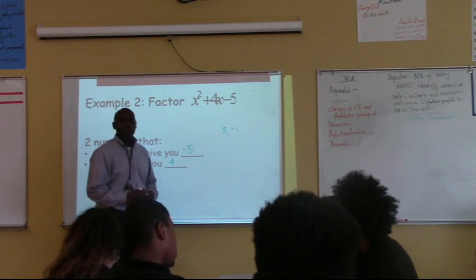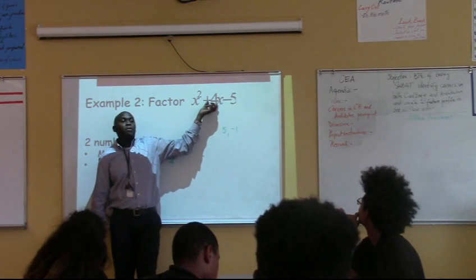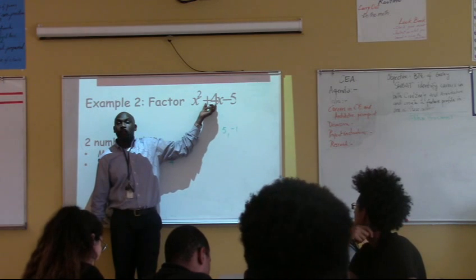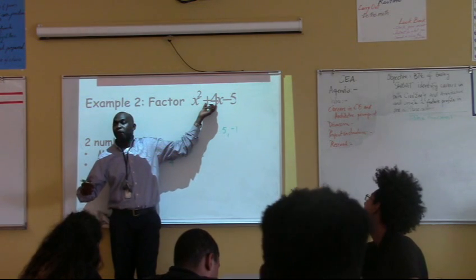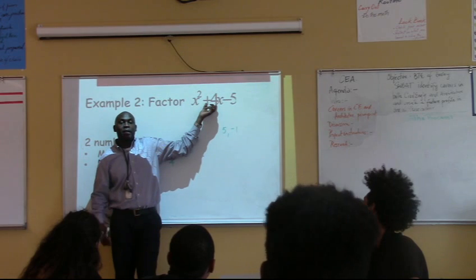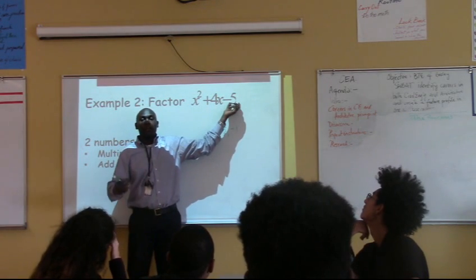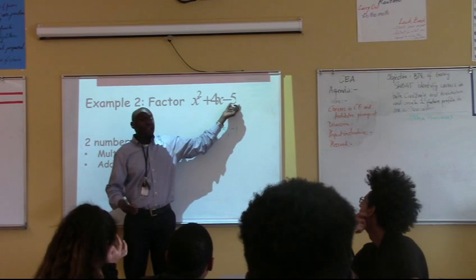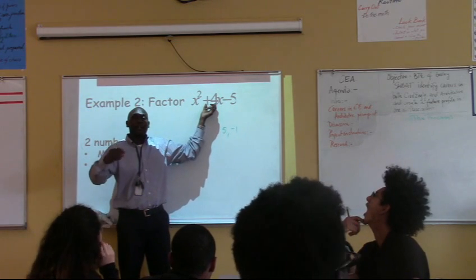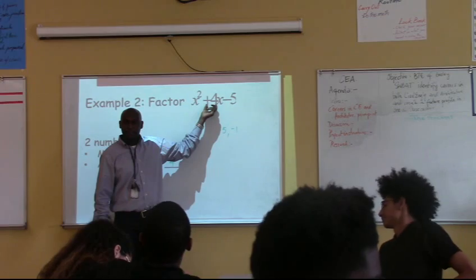Why is the 1 negative? Because if you look at the middle term, we have a positive number in the middle. If it's a positive number in the middle, that means the bigger number is positive. If it's a negative number in the middle, that means our bigger number is negative. Do y'all understand what I just said?